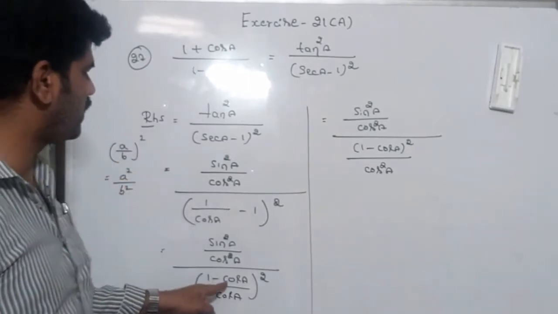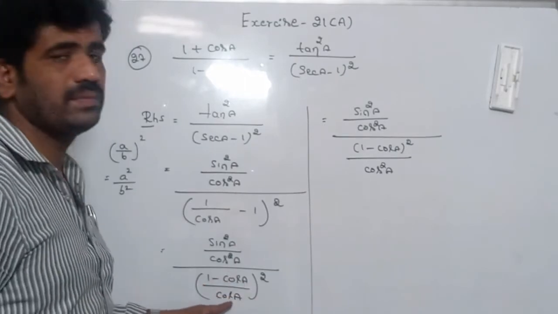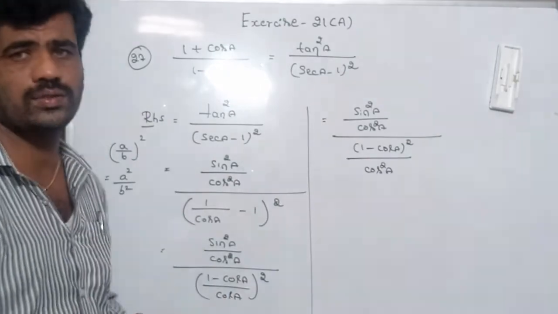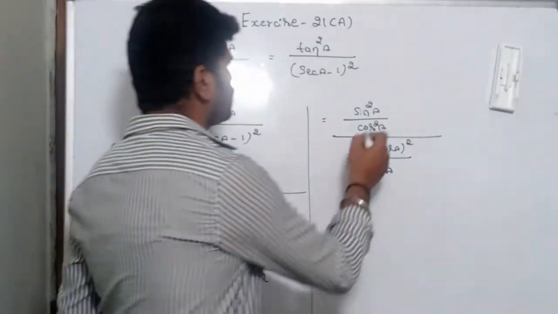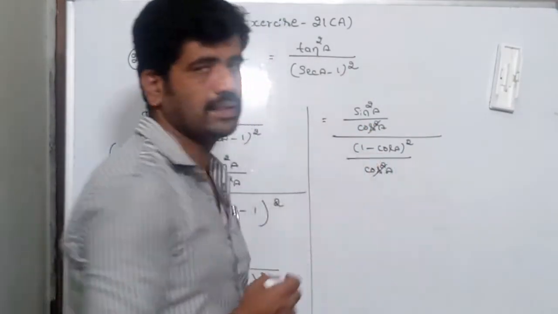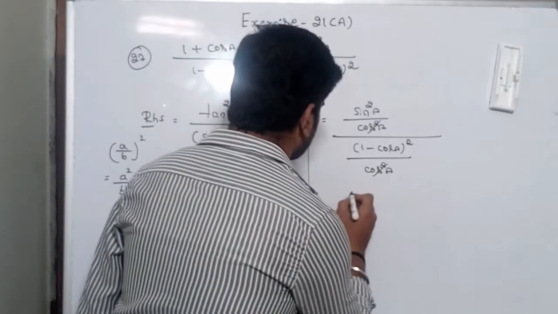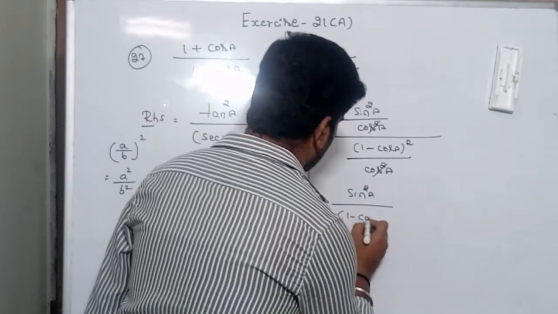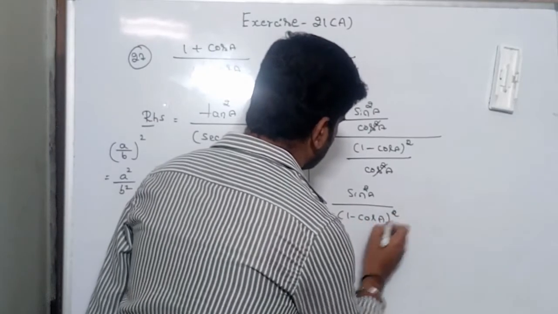Similarly, a means 1 minus cos a, and b means cos a. So 1 minus cos a whole square divided by cos square a. Because cos square a gets cancelled, that is equal to sin square a divided by 1 minus cos a the whole square.